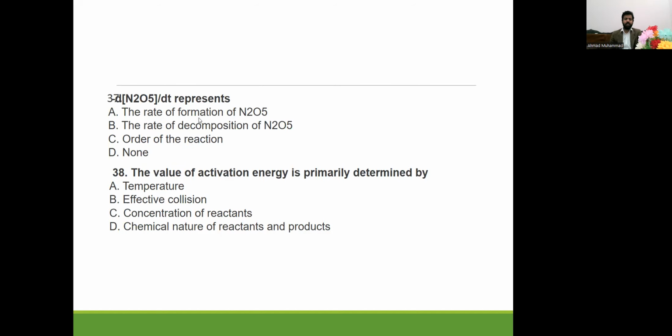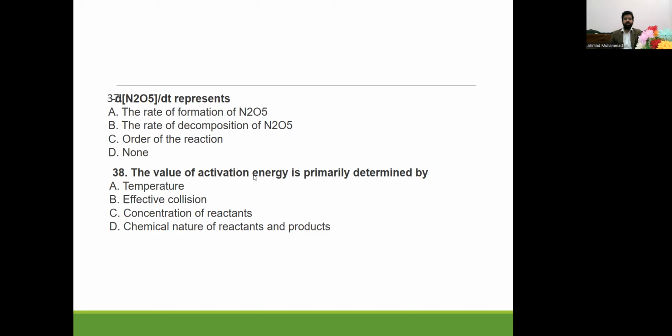Question number 37: does the change in concentration of N2O5 over dt represent the rate of formation of N2O5, the rate of decomposition of N2O5, the order of reaction, or none of these? Actually, this change in concentration of N2O5 with respect to time represents the rate of decomposition of N2O5. So the right option is B.